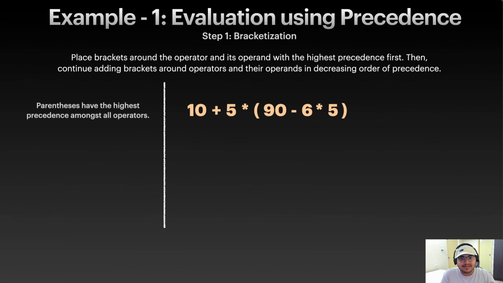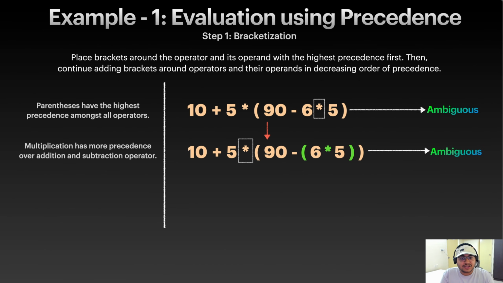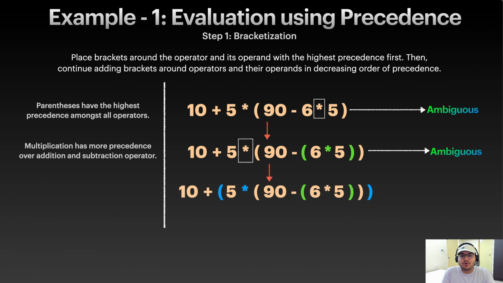In this case, parenthesis has the highest precedence. The expression inside the parenthesis is still unclear because it's uncertain whether subtraction or multiplication happens first. So it's ambiguous. From the precedence chart, we see multiplication takes priority over subtraction. So we place green brackets around the multiplication operator. Next, between multiplication and addition, multiplication has the highest precedence. So we place blue brackets around it, and that completes step 1. So we have removed all the ambiguity and we now know how to perform the operations.